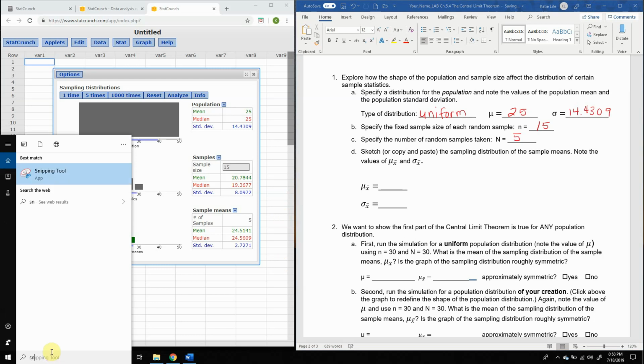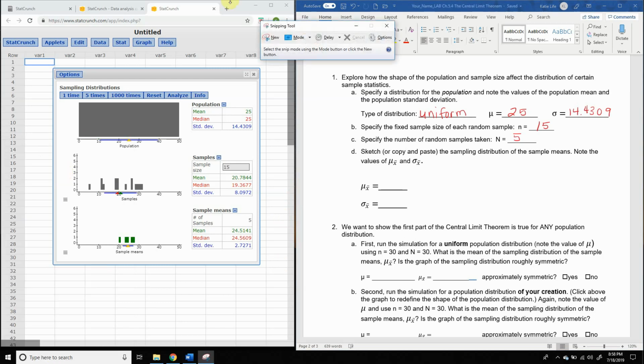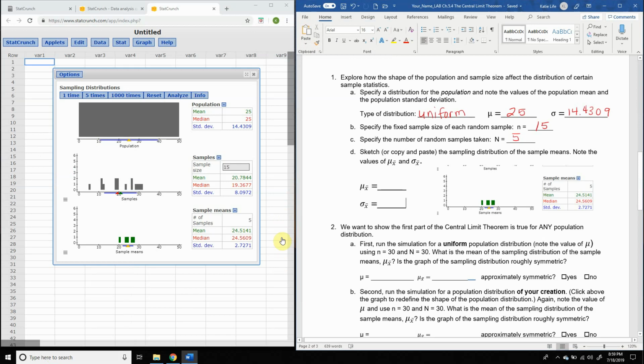The snipping tool is a handy thing to use. So from this sampling distribution of sample means, I can see that the average of averages, right? Each one of the values that are coming down into this last plot are themselves means. So if I'm taking an average of the sampling distribution, I'm taking an average of averages. So that value is about 24.5141. And the sampling standard deviation is about 2.7271.